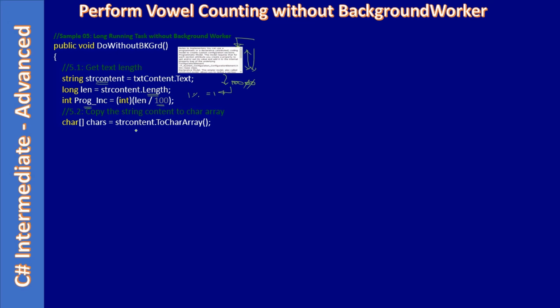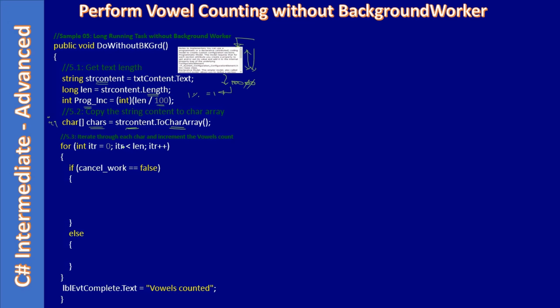Alright, then we are converting this str content, which we already read from the multi-line text box. The toCharArray function will give the characters array. So if there are 100 characters in this multi-line text, then we will have an array of characters ranging from index 0 to 99.